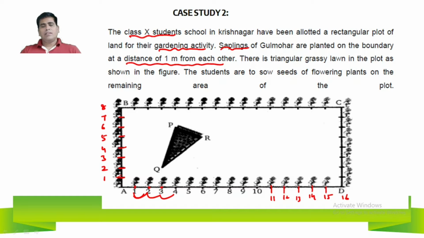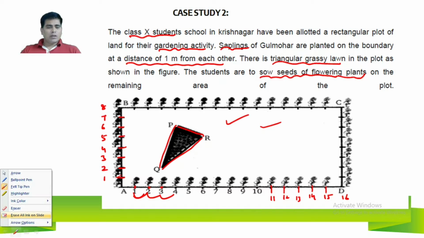In between the plot, we have a triangular grassy lawn. You can see this is a triangular grassy lawn. And the white portion is where they sow the seeds of flowering plants. So this is the activity given for the class 10th students. Based on this, we have some questions.